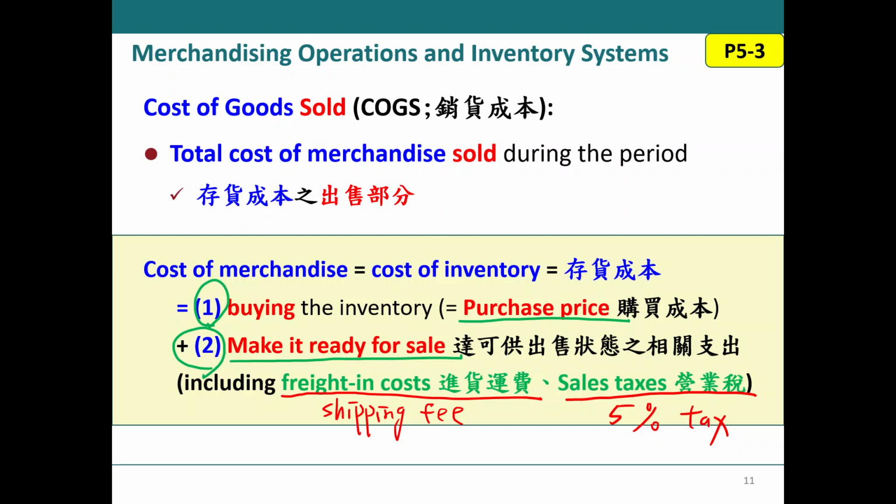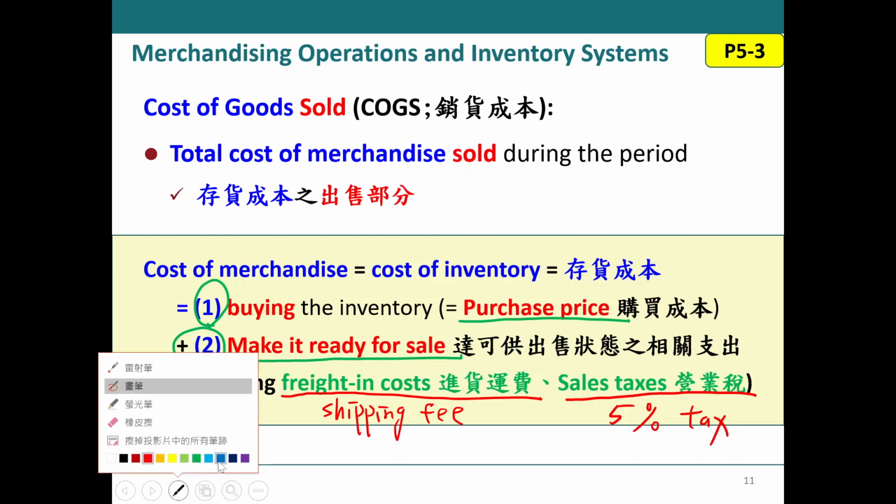Okay? So the money you spend to buy the drink, your laptop, your car, your shoes is after 1 plus 2 actually. So this is how we determine part 1, cost of inventory. We just finished part 1: how to determine your cost of inventory.